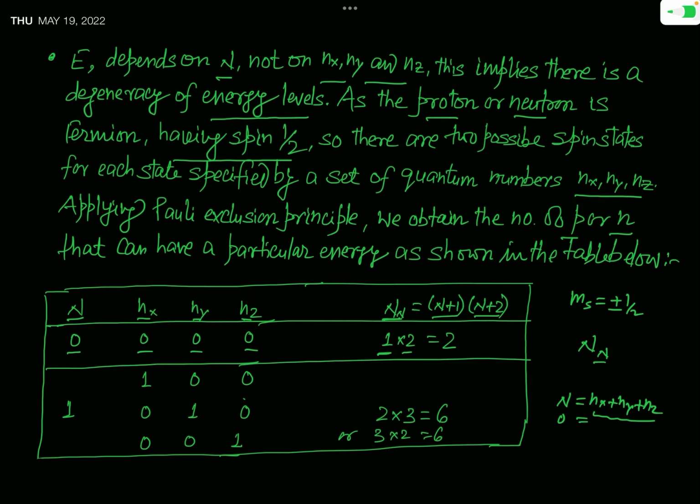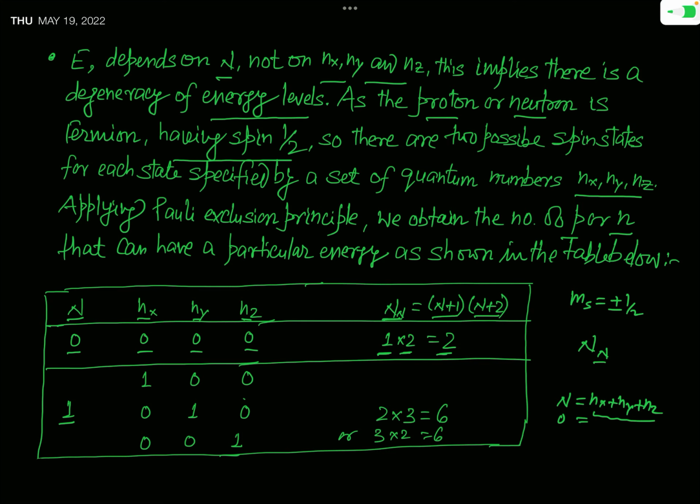And since there will be two spin states, you have to multiply it by 2, and so that will be equal to 2. So when n will be 1, the number of neutrons or protons in the nucleus will be equal to 2. Now consider N is equal to 1.